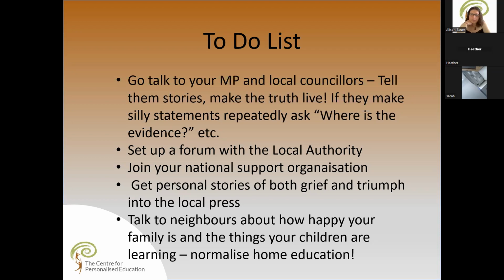Forums with local authorities are a really useful tool. Some local authorities have forums where both sides can come and meet on a regular basis, maybe three monthly, six monthly, whatever. And you can bring issues to the forum that are not personal issues. So they're not case related, they are generalist.